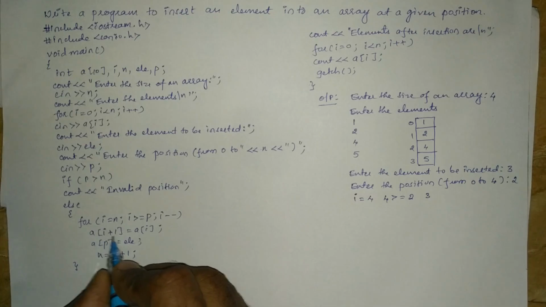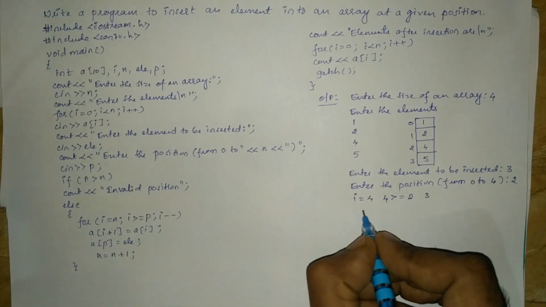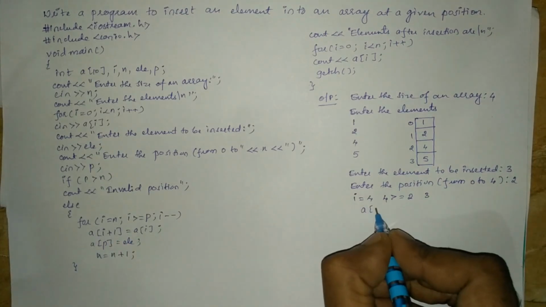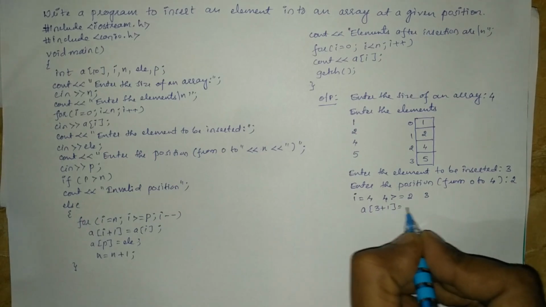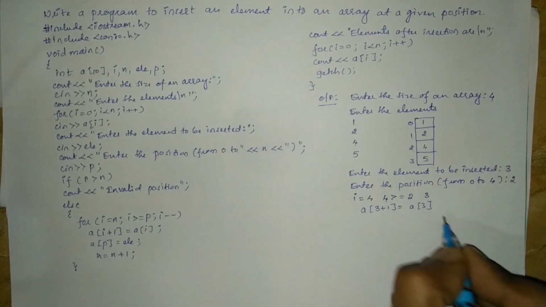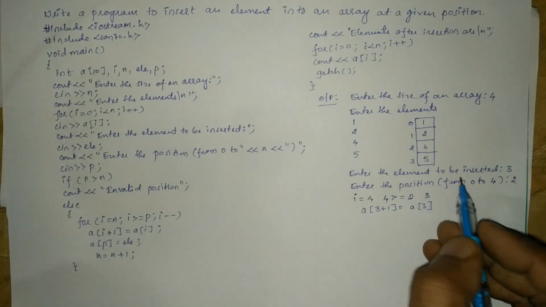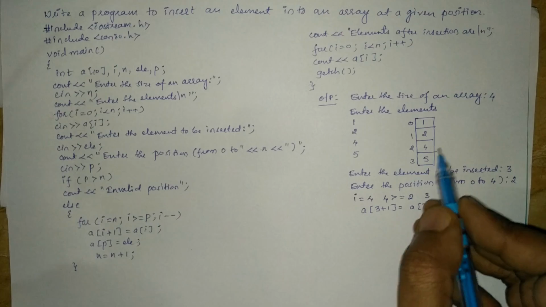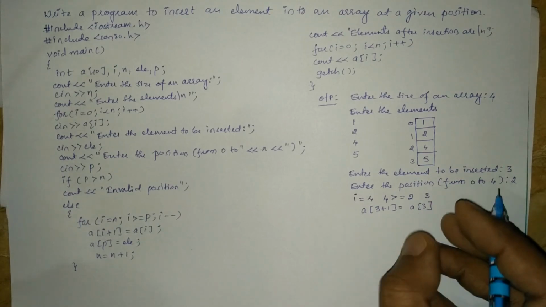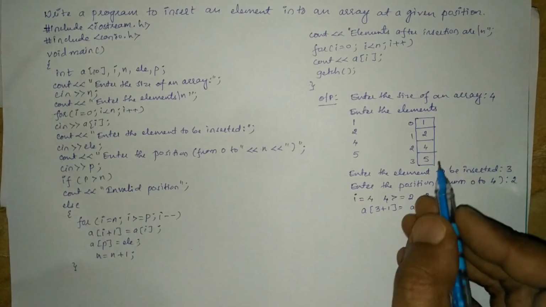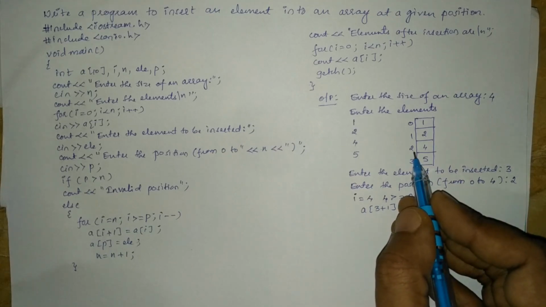So a of I plus 1 is equal to a of I. So here I'm going to write a of I, which is now 3 plus 1, is equal to a of 3. So what exactly we are doing here is, we are shifting the lower order elements into higher order elements so that we can make room for the new element to be inserted in position number 2.